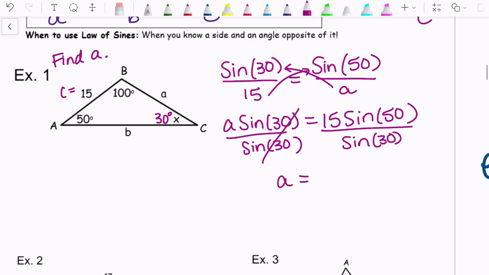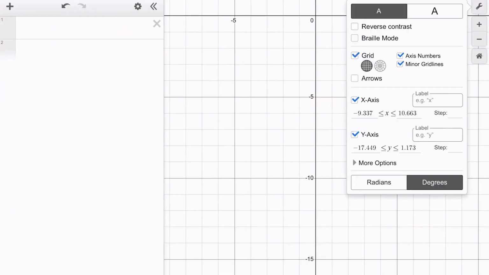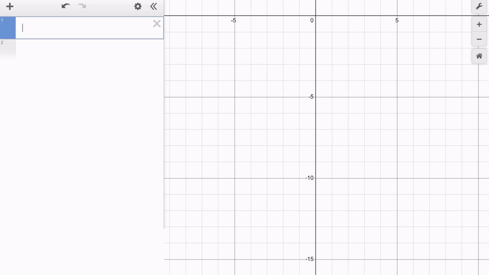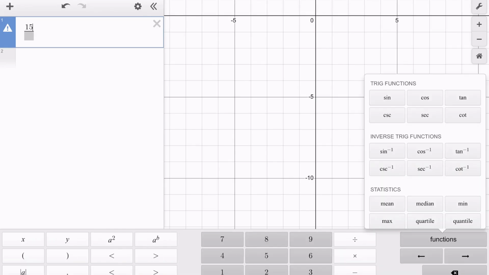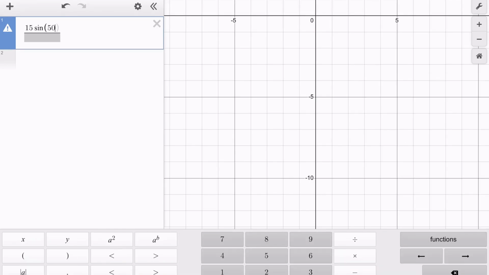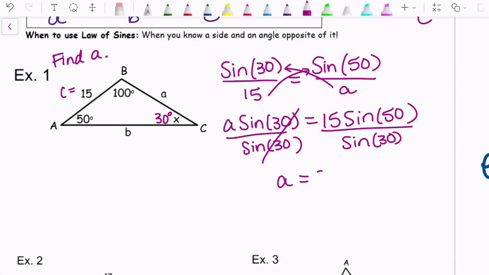So I'm going to type this all into my calculator at one time. If you are using Desmos like I am, I make sure that it's in degrees. I hit the wrench tool. I usually hit the fraction key first. I believe it was the sine of 50 on the top and the sine of 30 on the bottom. And that would be 22.98 if I did that correctly, and I did, so 22.98. And I don't have units, but it would just be in length.